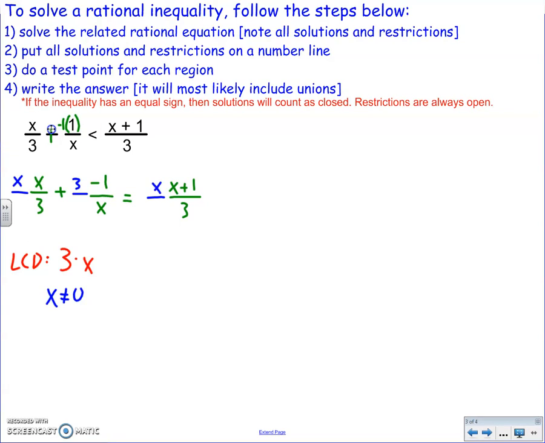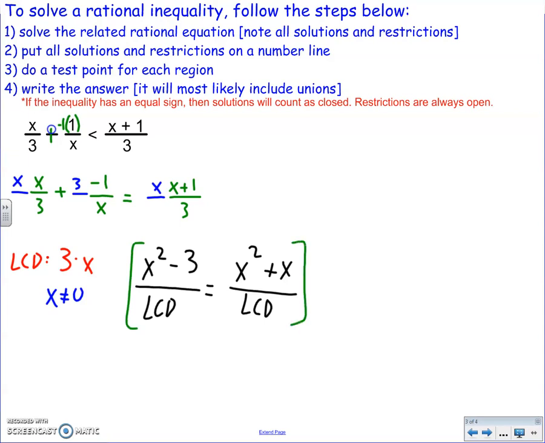Fix the top, call the bottom LCD. So the first thing is x squared, and then that'll be minus 3, because positive times negative 1 is negative 3, over LCD. Equals, I'm going to distribute this, so that'll be x squared plus x over LCD. Get rid of the denominator, I'm multiplying both sides by LCD. So that gives me x squared minus 3 equals x squared plus x. Subtract x squared from both sides, you get negative 3 equals x, and that is not in our restriction.